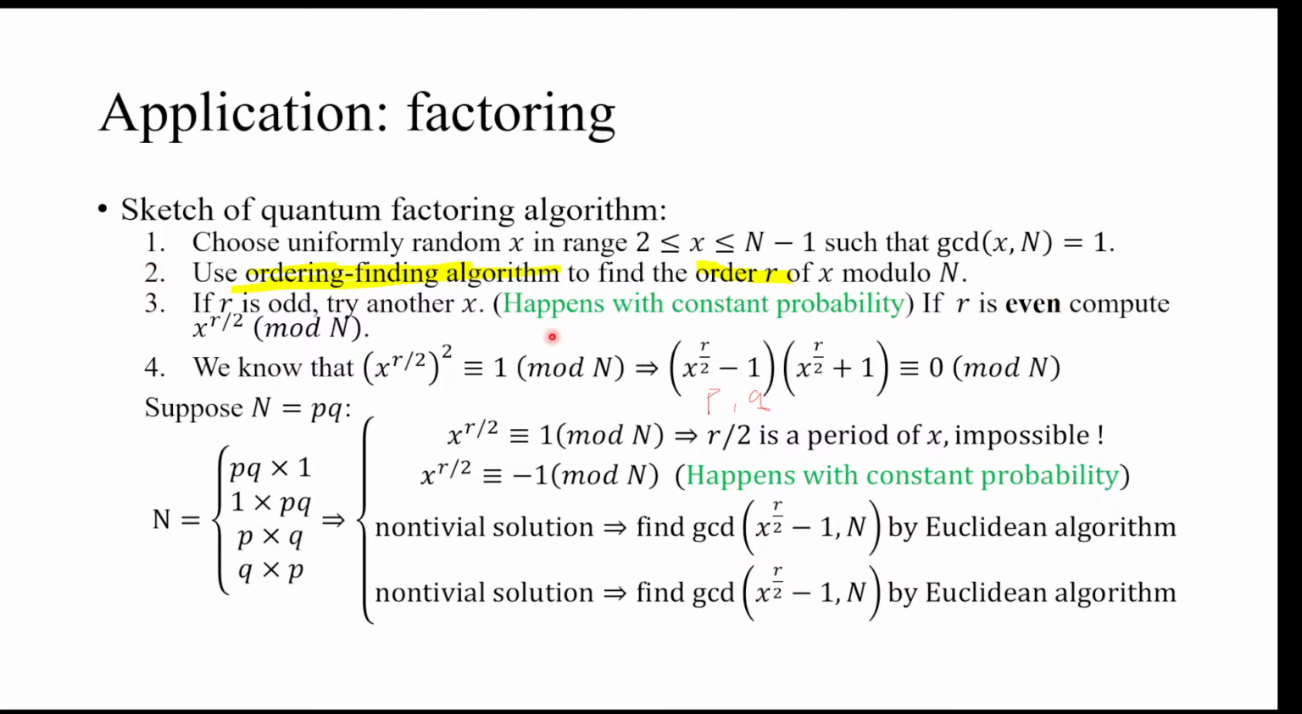Then the second part is you use order finding. This is the actual quantum part. You use order finding to find the order r of x. If r is odd, then you are unlucky and you just need to try another x. Here is where the number theory part comes in: this odd case happens with some constant probability. It's a bit harder to get the exact number, but anyway, it's a constant that doesn't scale with n, so it's okay. With enough draws of x, you will get r even.